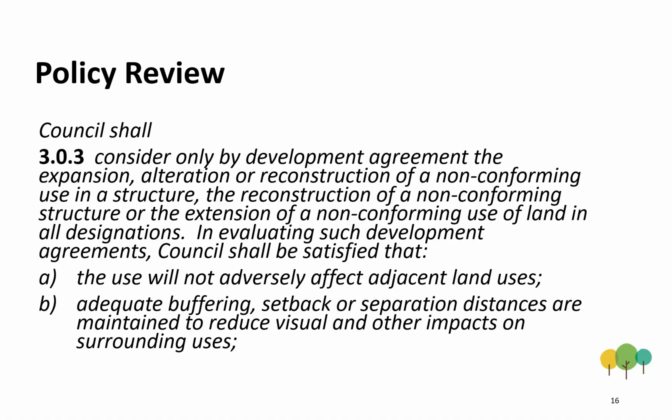So in order for council to consider an application, it has to be enabled by our policies. The municipal planning strategy is our main policy document, and this is the policy within the document which enables this application. So it enables council to consider development agreements for proposals to expand, alter, or reconstruct a non-conforming use, provided the proposal meets a few criteria. Criteria A, council has to be satisfied that the proposal does not adversely affect the adjacent land uses. Criteria B, if the proposal is expected to have any visual or other impacts, adequate buffering, setback, or separation distances are to be maintained.